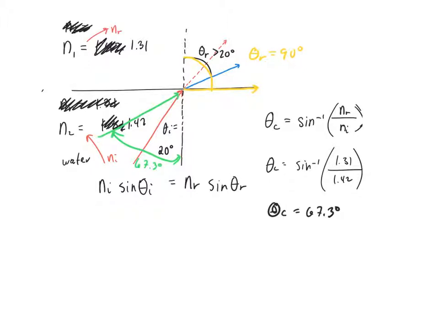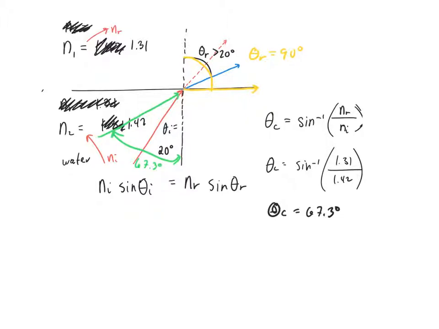So that's the total reflection. Total internal reflection occurs when theta I is greater than theta C. When our incident angle is more than the critical angle, we get total internal reflection. When it's at the critical angle, you can still call it total internal reflection, but know that it's along the surface boundary. It's not bent back in.